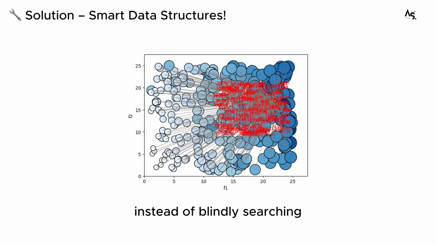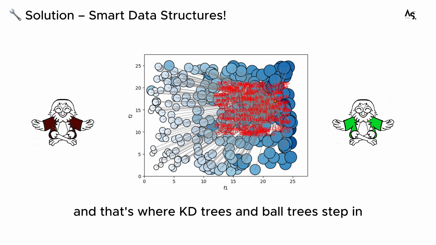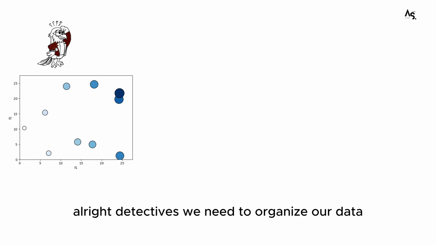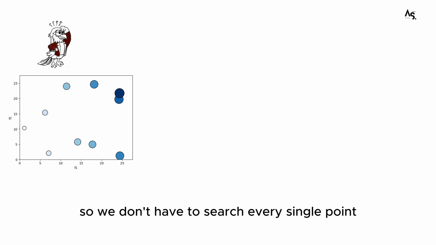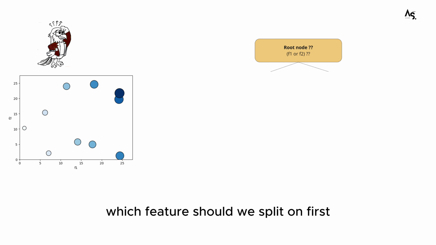Instead of blindly searching, we can structure our dataset smartly so that we check only relevant data points. And that's where KD trees and ball trees step in. Alright detectives, we need to organize our data so we don't have to search every single point. Let's build a KD tree, but first, we have an important question. Which feature should we split on first?